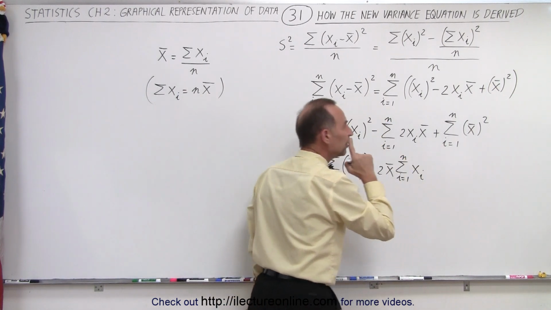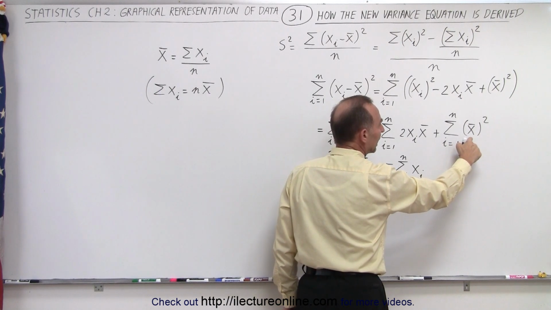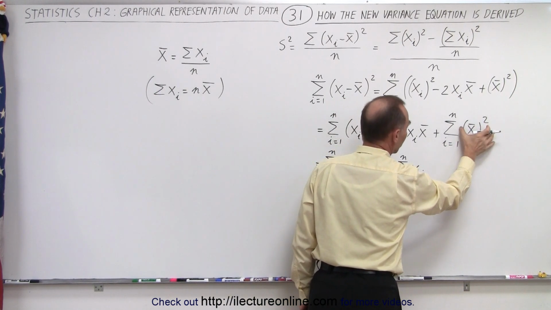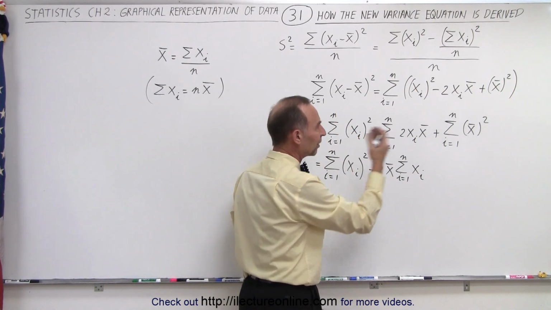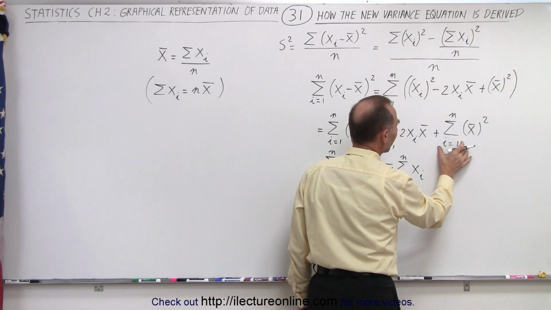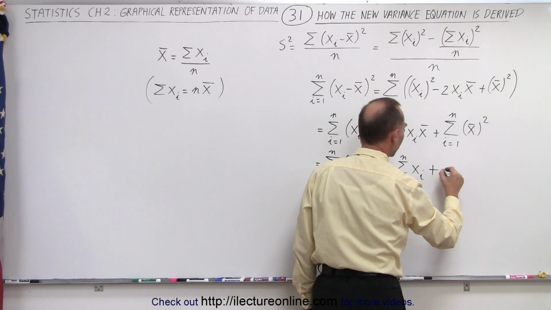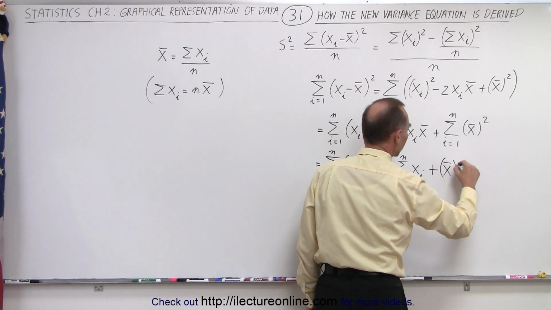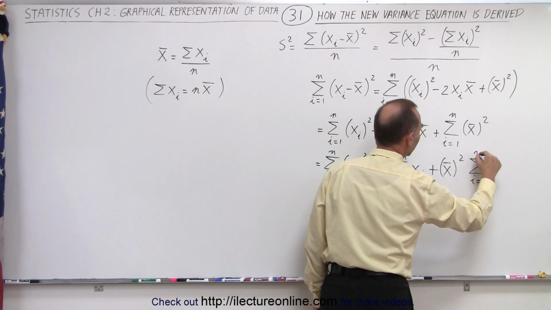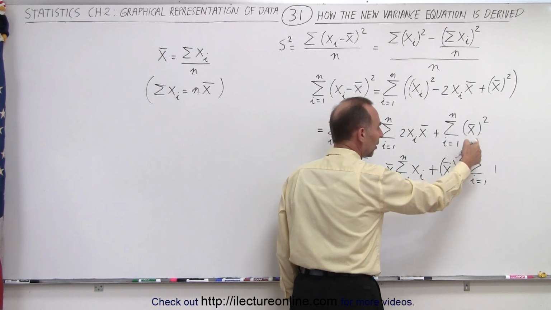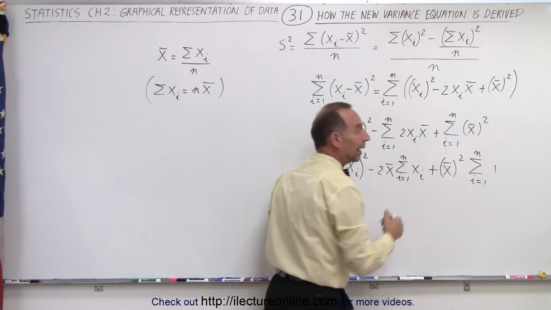And then here, notice that we are summing up a number squared, which is simply a number that can come outside the summation symbol, but then what's left? Well, then it's the sum from i equals 1 to n of simply the number 1. So we can write this as plus the mean squared times the summation from i equals 1 to n of simply the number 1. We're going to sum the number 1 n times, so this will become equal to n.